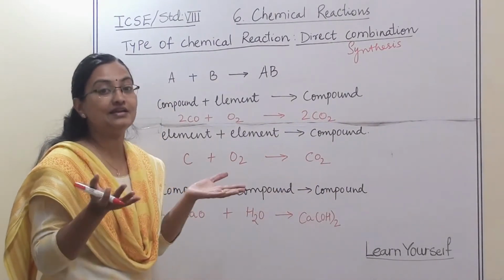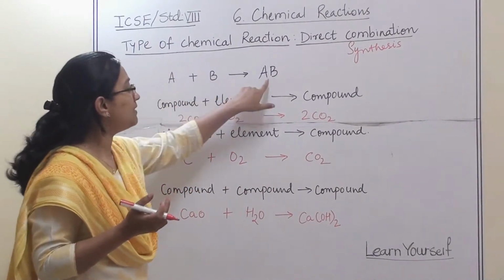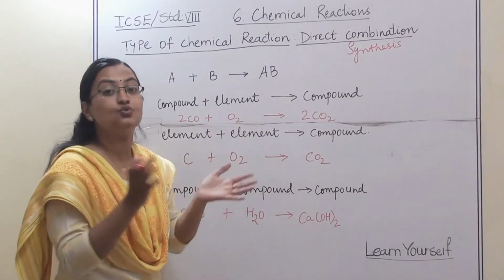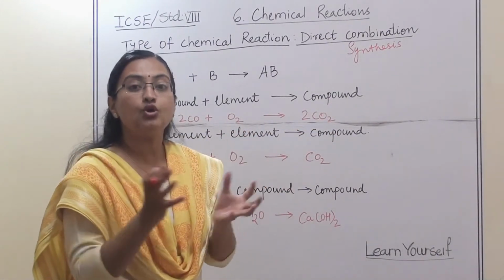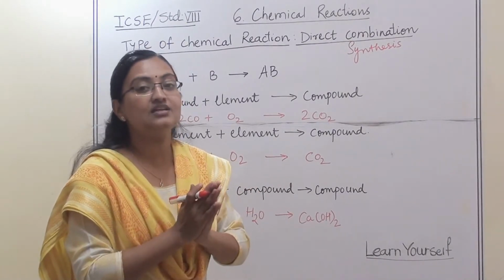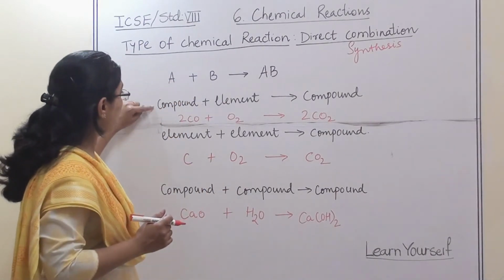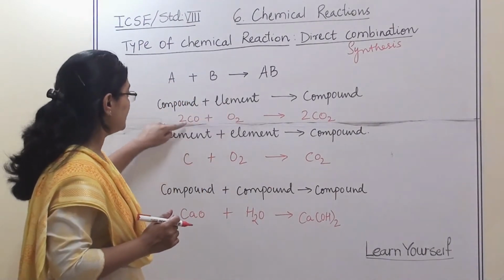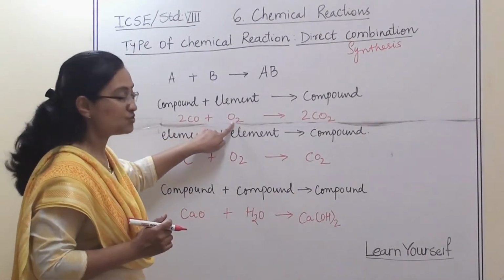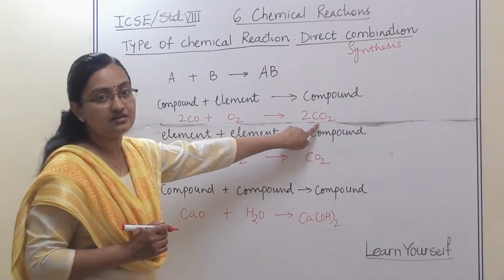Whatever reactants you are getting, A plus B, they all will combine and make only one new compound. That's why it is known as combination. All the reactants that are there will combine, so that's why it is known as a combination reaction. When a compound reacts with an element, for example carbon monoxide reacting with the element oxygen, it will give us carbon dioxide.